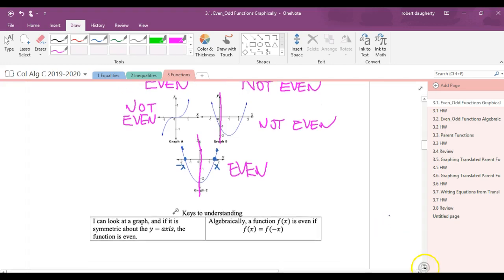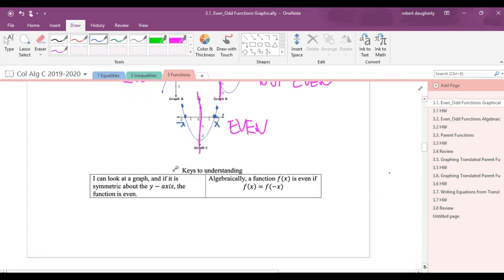So what we need to realize is that when a function is even, I look at it and it's symmetrical about the y-axis. Now what we'll spend time on when I see you on Wednesday is talking about algebraically what it means for a function to be even. But a function is even if this condition holds. If f of x and f of negative x are equal to each other.